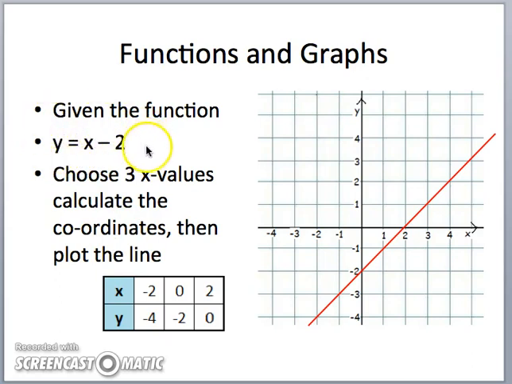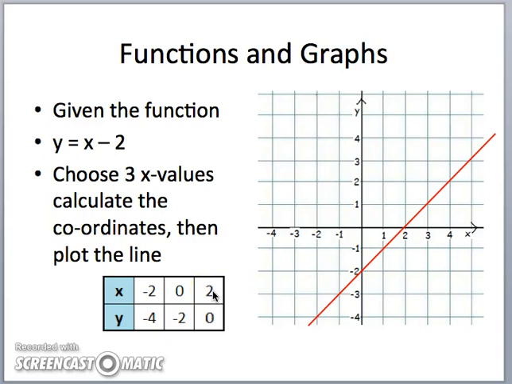This is the function y = x - 2. We're going to try and plot this. So what we do is take 3 x values. Now keep it easy. You don't need to do anything overcomplicated, but best to maybe use 0 for x, a positive value and a negative value. So that's what I've done here. I've taken x as -2, 0 and 2. We all love negative numbers, don't we? So I always start with the positive ones.